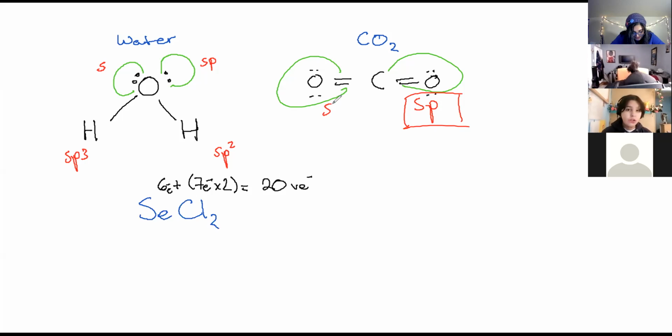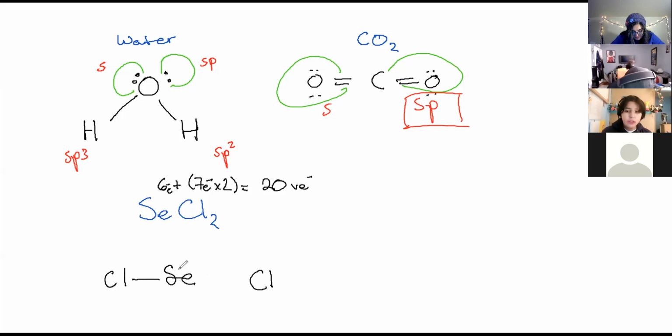Is this a charged molecule? Do I need to add or remove electrons? No, right? Exactly. Okay, so which one is going to be our central atom? Selenium. All right. Okay, so how do we build the rest of this molecule? 2 chlorines around it.